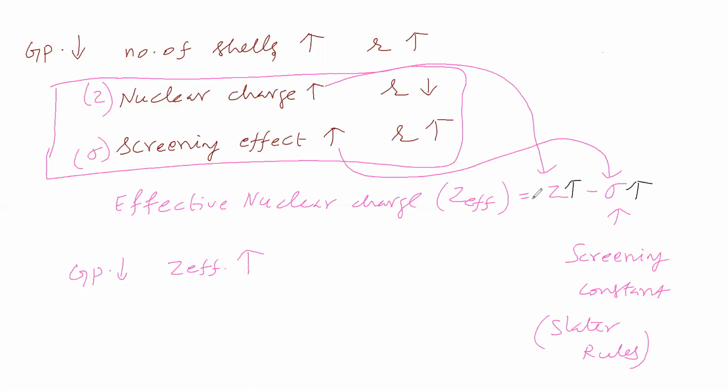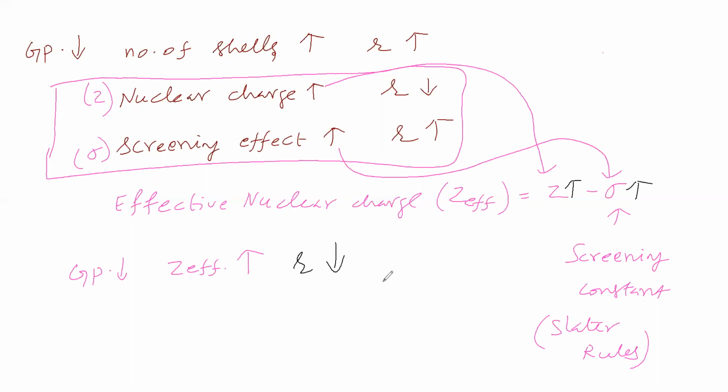Now if you substitute these two known values, you will get effective nuclear charge. Down the group, effective nuclear charge increases. That means out of these two, which is dominating, Z or sigma? Z is dominating when compared to sigma. Therefore, effective nuclear charge increases, which means radius should decrease. Effective nuclear charge is nothing but Z minus sigma. Z is dominating when compared to sigma. That's why effective nuclear charge increases, and therefore radius decreases.